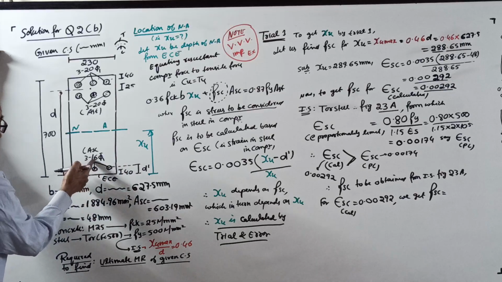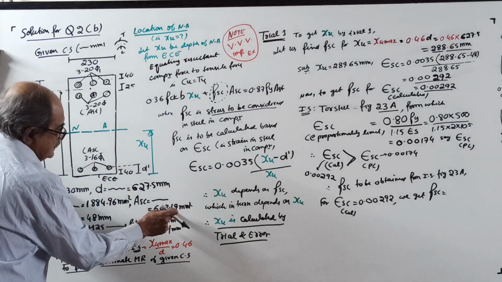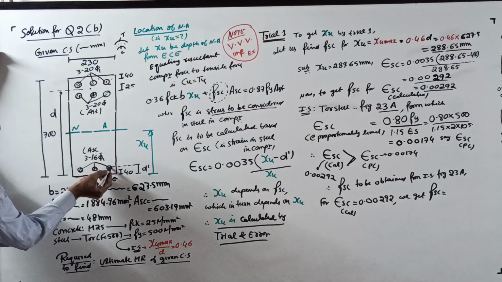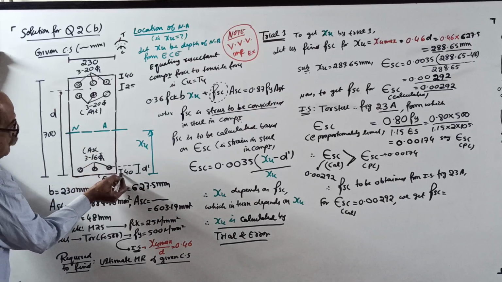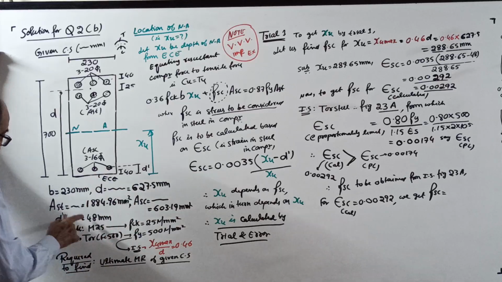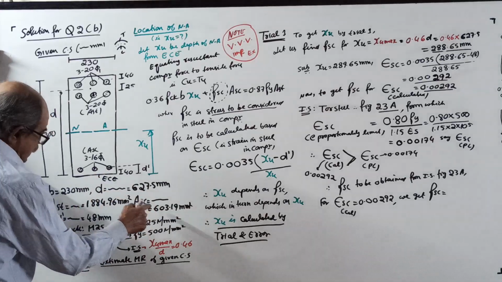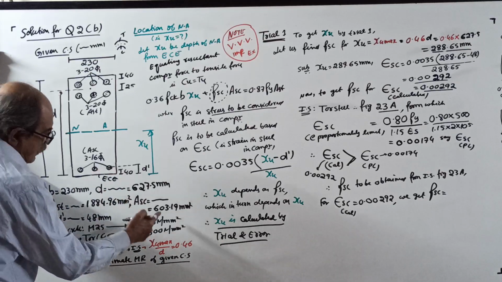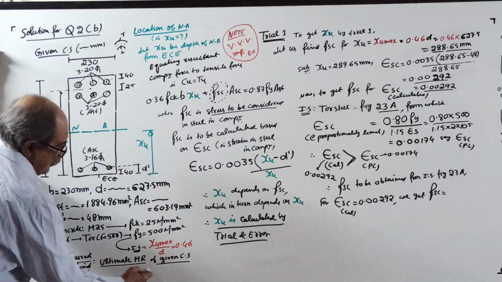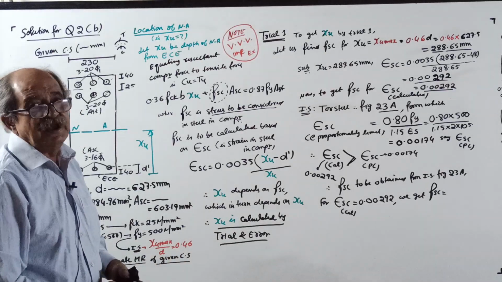Pi by 4 of 16 square into 3, 603.19. D dash, effective cover to compression steel. C is to center, 40 plus half of 16, 48 millimeter. Calculate. M25, FCK 25, FY 500, XU max 0.46 by IS code. Required to find ultimate MR is the question.